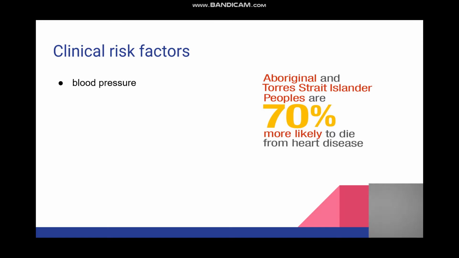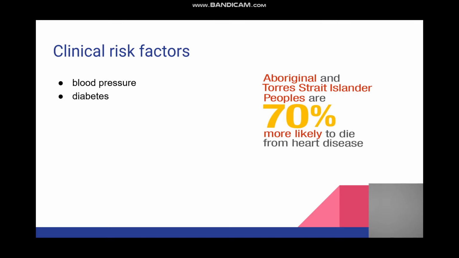22% of Australian Indigenous adults have high blood pressure, and more than 70% do not even know they are suffering from hypertension. It is one of the major risk factors that leads to stroke, heart disease, and kidney disease.